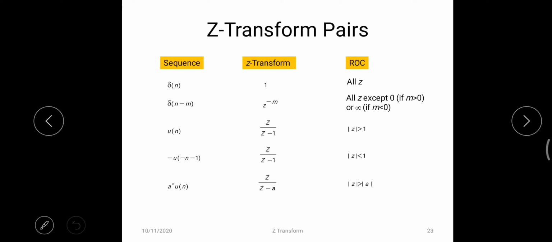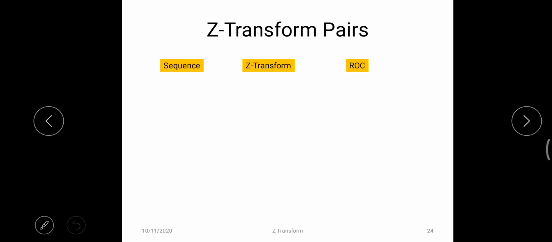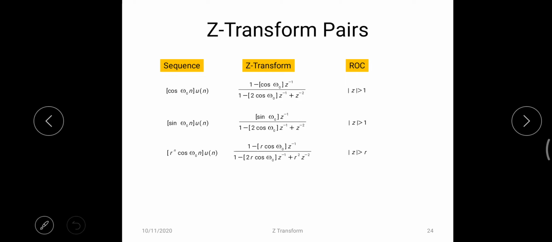Then a power n u of n, minus a power n u of minus n minus 1, then cos omega naught n u of n, sin omega naught n u of n, r power n cos omega naught n u of n, r power n sin omega naught n u of n. These formulas you can go through. So this is the corresponding Z transform for the given x of n, as well as the ROC also I mentioned.